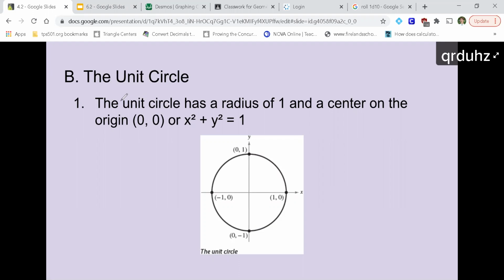So the unit circle is a specific circle. It has a radius of 1, and its center is on the origin 0, 0. This is the equation for the unit circle, x squared plus y squared equals 1. And if you graph it, it looks like this. Again, center at the origin, radius of 1. So it passes through the points (1, 0), (0, 1), (negative 1, 0), and (0, negative 1).